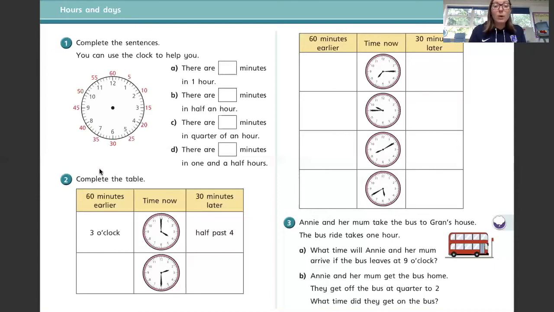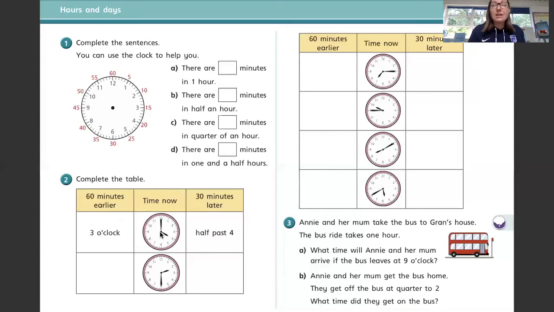Question 2, we are going to complete the table. So this is the time now. That's the box we need to look at first. The time now is 4 o'clock. Now I need to work out 60 minutes earlier. And we know from up here that 60 minutes is the same as an hour. So we could say 60 minutes earlier, or we could say an hour earlier. So an hour earlier than 4 o'clock is 3 o'clock. So that one is there.